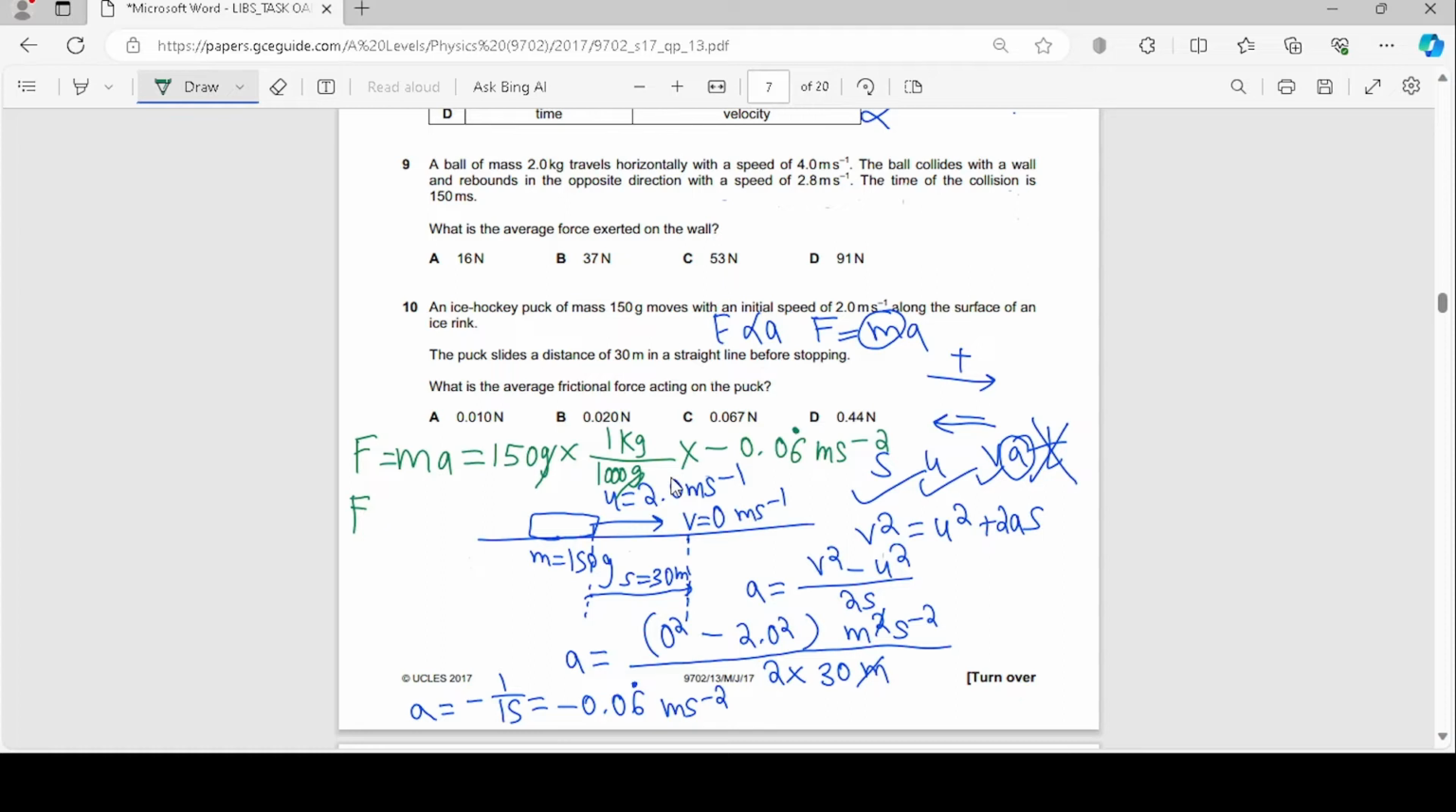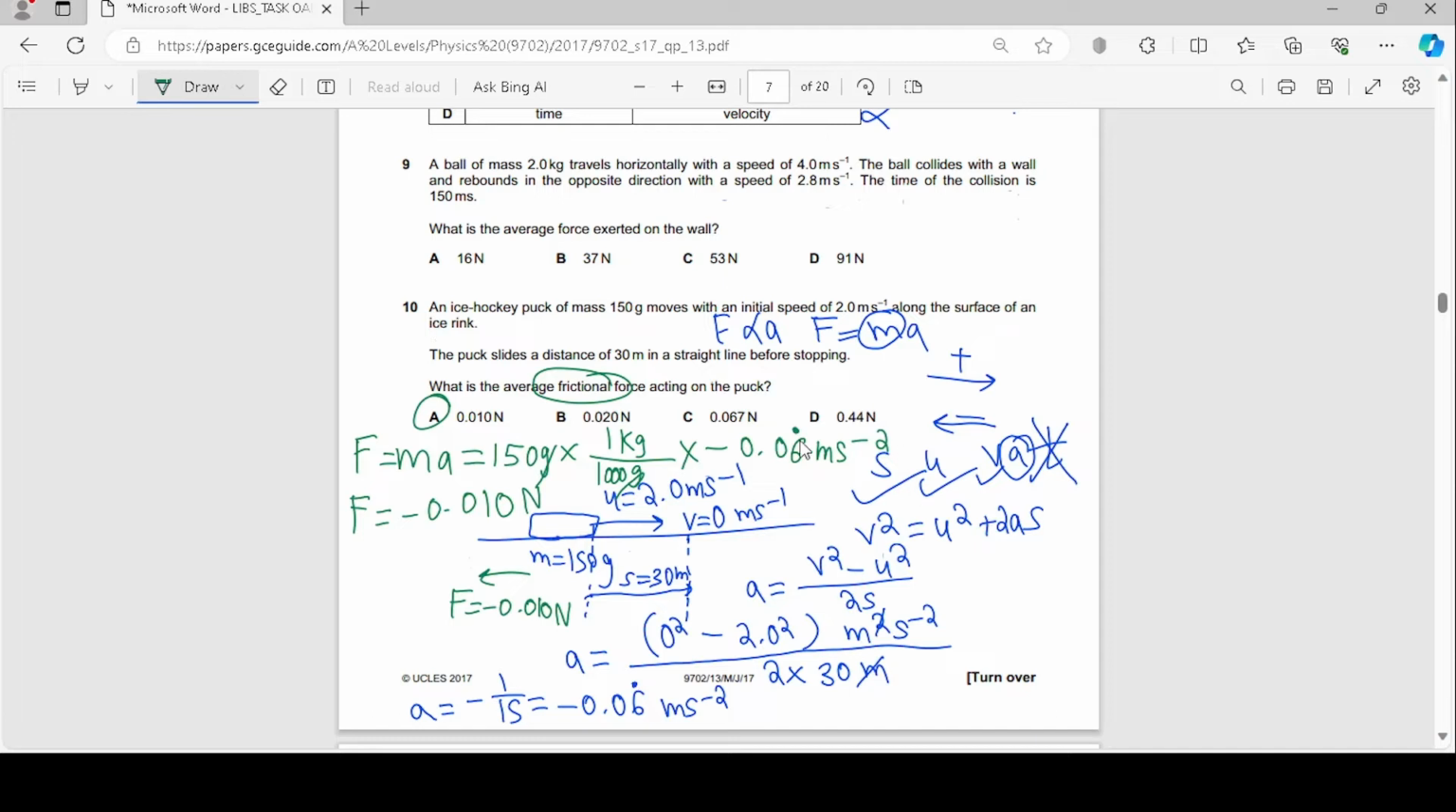So if I do this in my calculator, I get minus 0.010 newtons, which is option A. And now we have to see why we have a negative sign. The reason is because this is frictional force, right? I assign my left as negative, so this force is in this direction. It's a frictional force, so it's opposing the motion. Motion is to the right, and so friction is to the left, and that's why I get a negative value. So the answer is A.